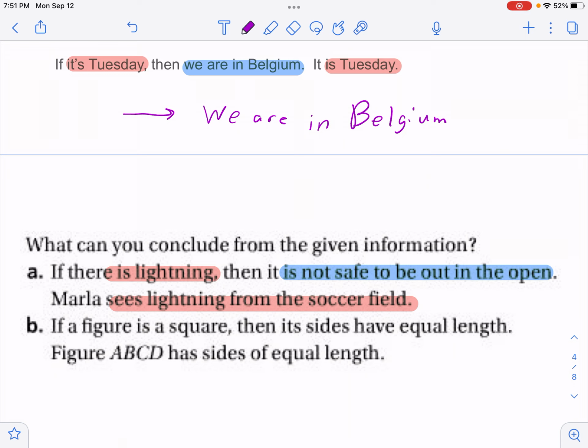I hope that you concluded something along the lines of Marla isn't safe. If there's lightning, then it's not safe. And Marla has seen some lightning. Therefore, it's not safe. How about this second one? If a figure is a square, then its sides have equal length. Figure ABCD has sides of equal length. What, if anything, can you conclude about this situation?